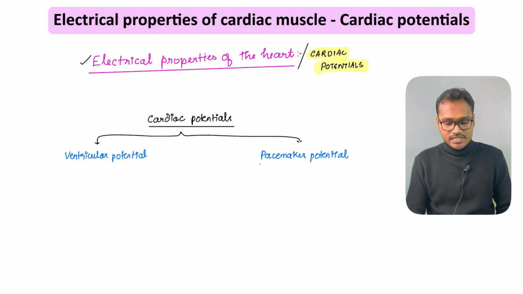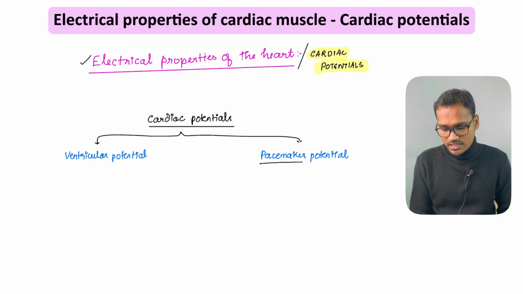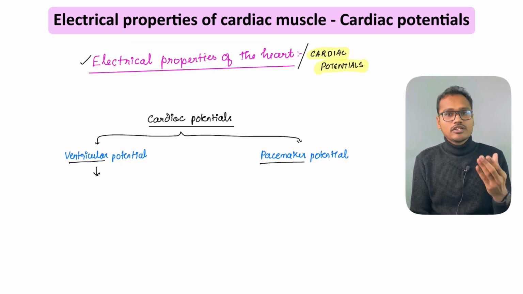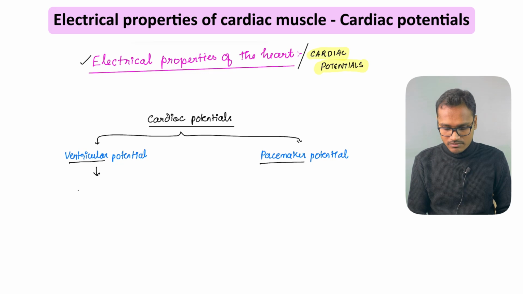So we are going to discuss very specifically, and in the cardiac tissue, there are two types of action potential. One is the ventricular potential, another one is the pacemaker potential. As we know, the ventricular potential will happen in the ventricular musculature, that is, the ventricular muscles we can say. Whereas the pacemaker potential happens in the nodes, especially the SA node and the AV node.